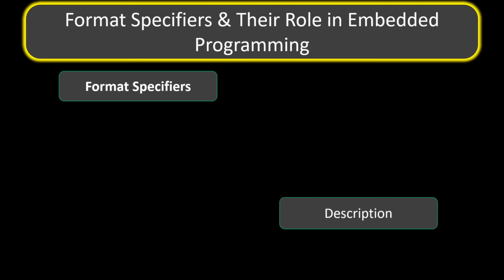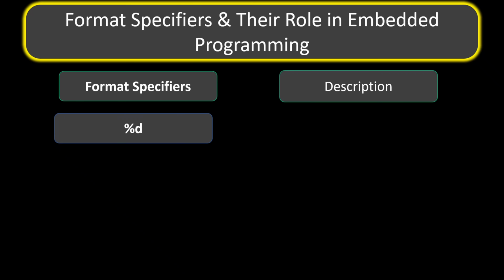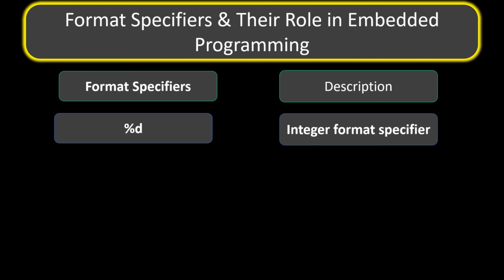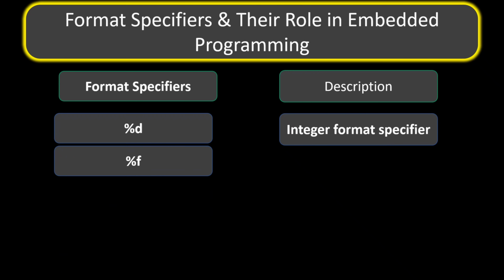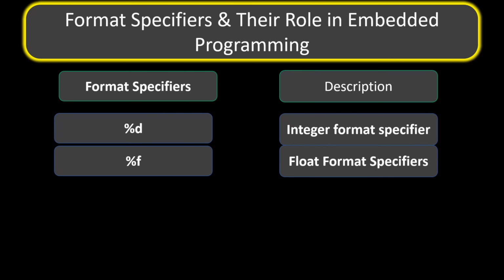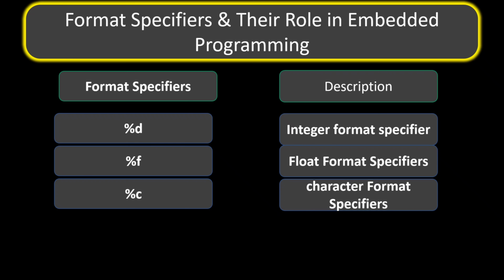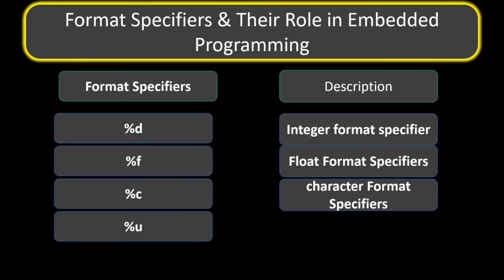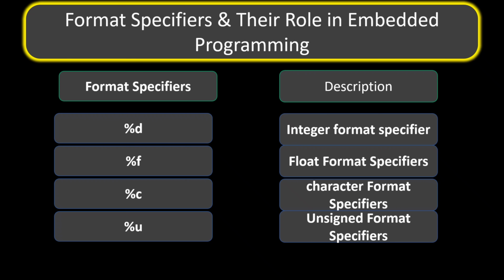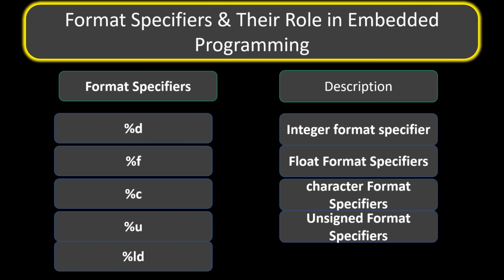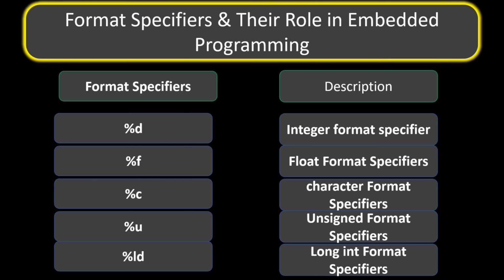Now we are exploring some format specifiers, to format the data, whichever kind of data you want to display and store. That's why we are using format specifiers: %d is called the integer format specifier, %f is the float format specifier, %c is the character format specifier, %u is the unsigned format specifier, and %ld is the long int format specifier.